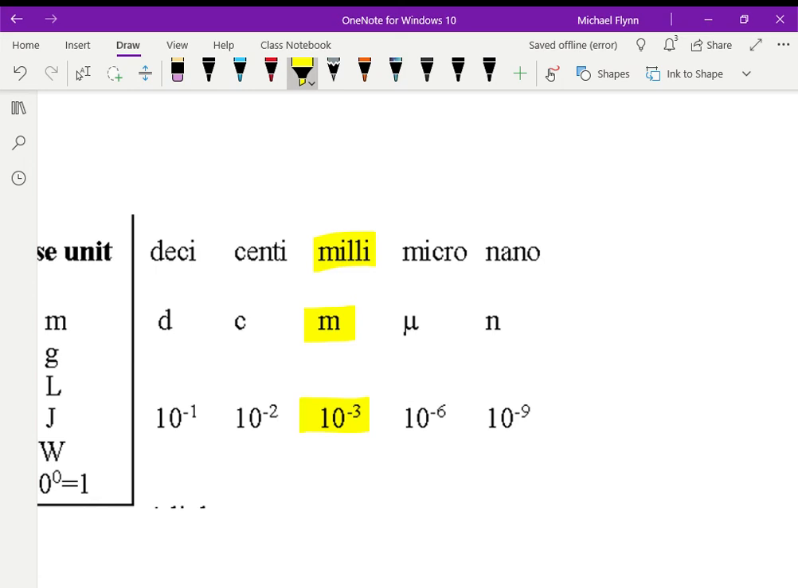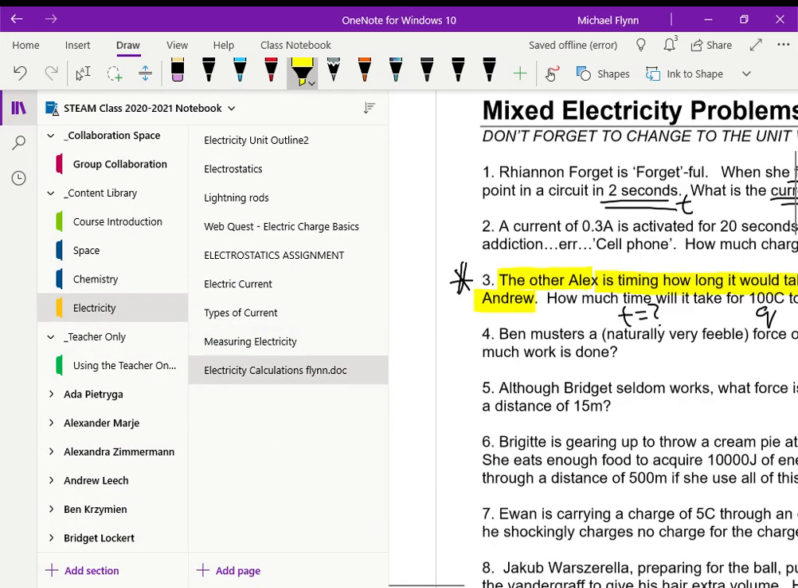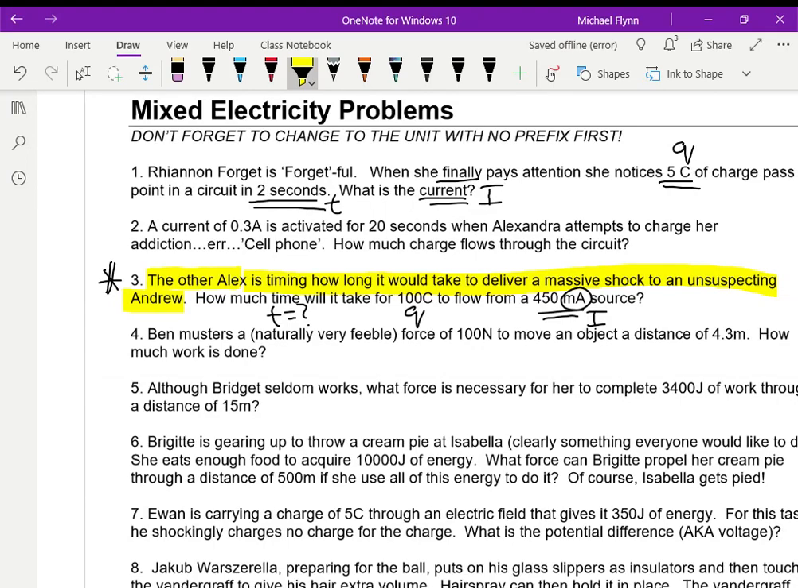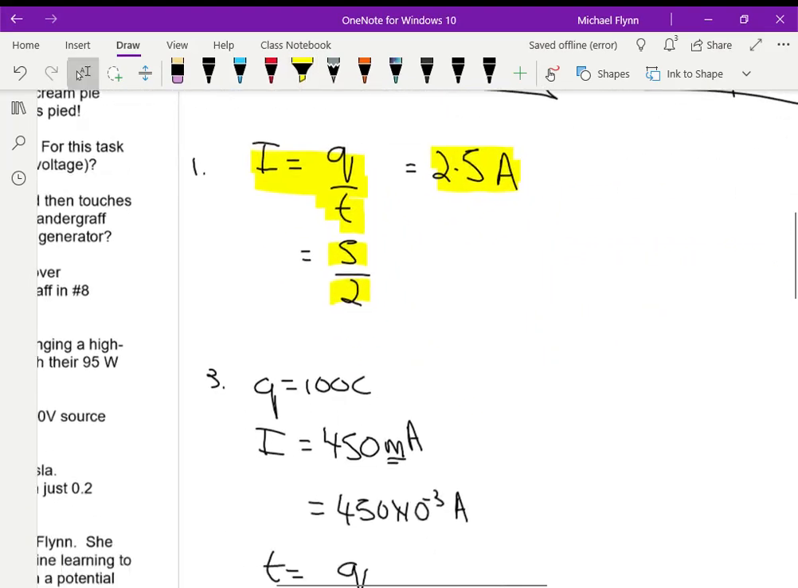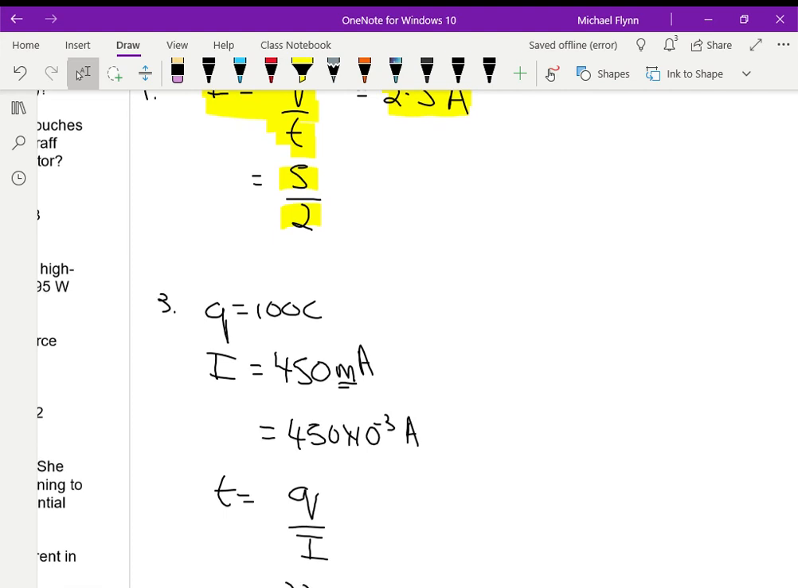Okay, so watch carefully how I answer this question. Let's go back to our calculations. They tell me that the charge was 100 coulombs. So I'm going to write that down. Q is 100 coulombs. They tell me that the current is 450 milliamps. Right away, I'm going to change the milliamps to regular amps by substituting a 10 to the negative 3, times 10 to the negative 3, to convert it to amps. And so now this is in amps.